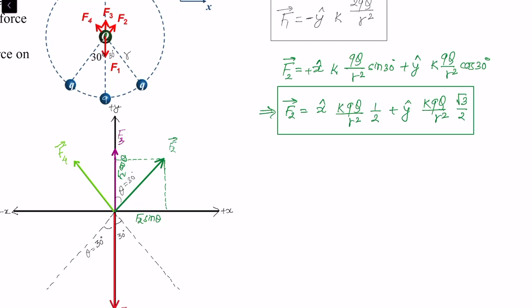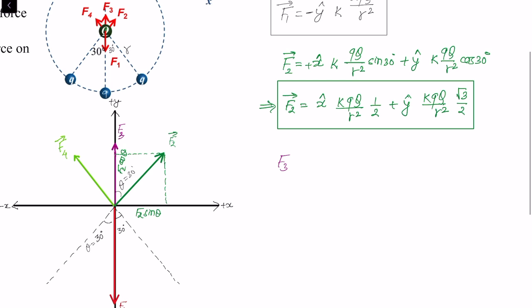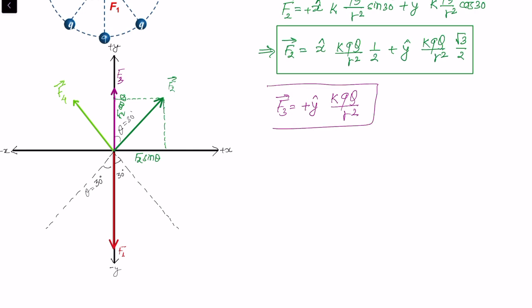Let us now figure out what the force F3 is. F3 is pointing in the positive y direction. So it has no x component. F3 will simply be given by positive y cap kq by r square.